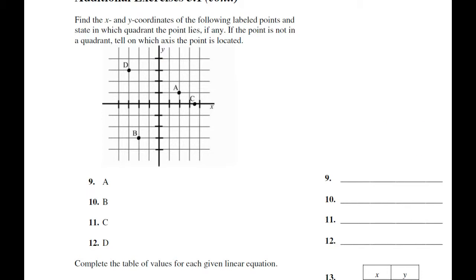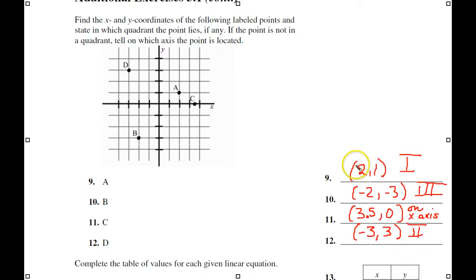Let's pause. So, again, A is 2, 1. It's in the first quadrant. -2, 3 in the third quadrant. Notice when they're both negative, it's the third quadrant. Now 11, which is C, is on the x-axis, and this is a -3, 3 in the second quadrant.